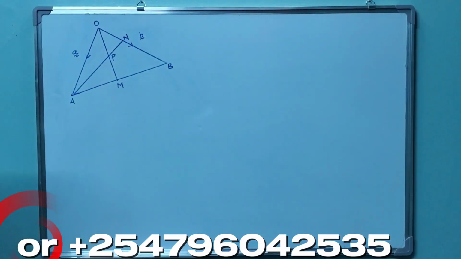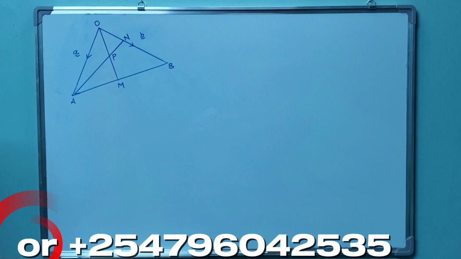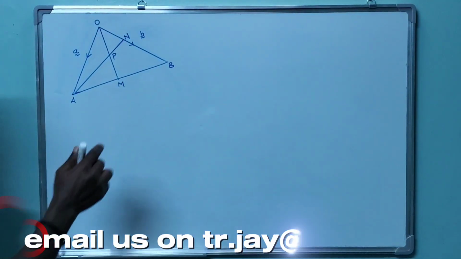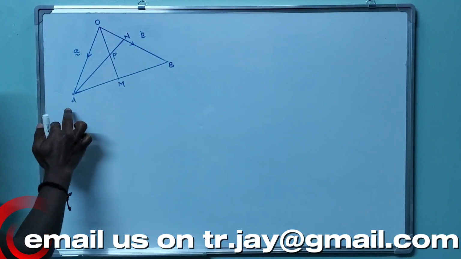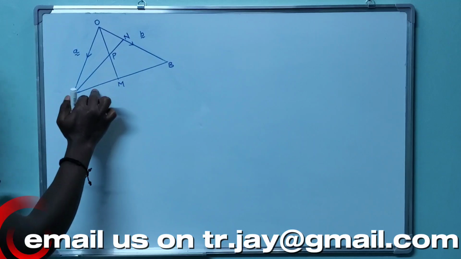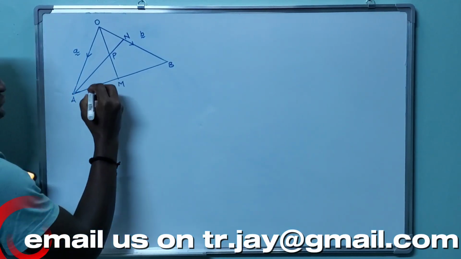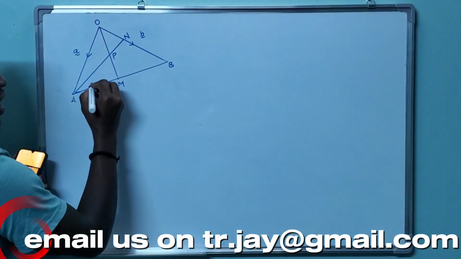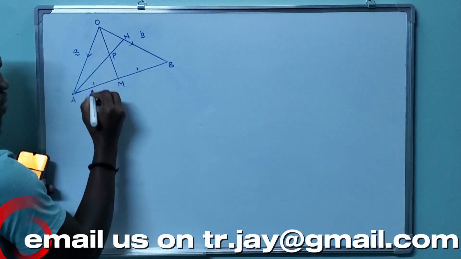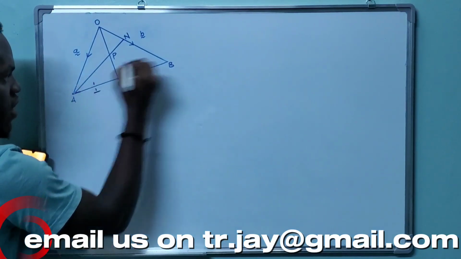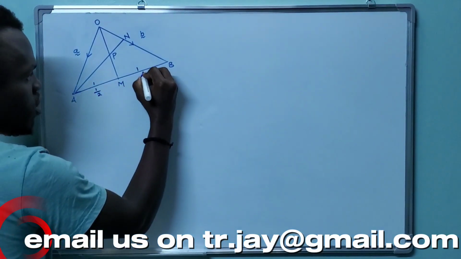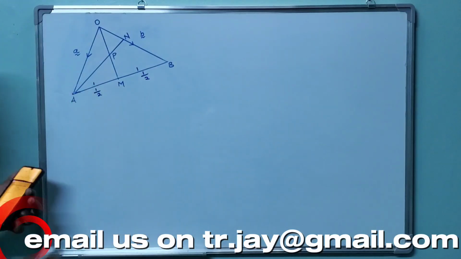Then you're being told M is the midpoint of AB. So it means that if M is the midpoint, this one is a half, this one is a half. So the ratio is 1:1. It means that this one is 1 over the total, which is 2. And here also it is 1 over the total, which is 2.